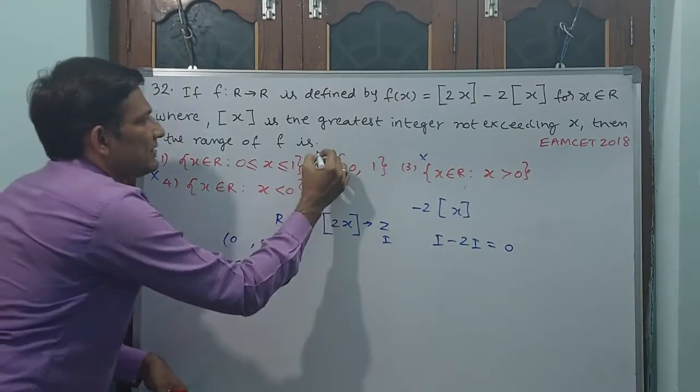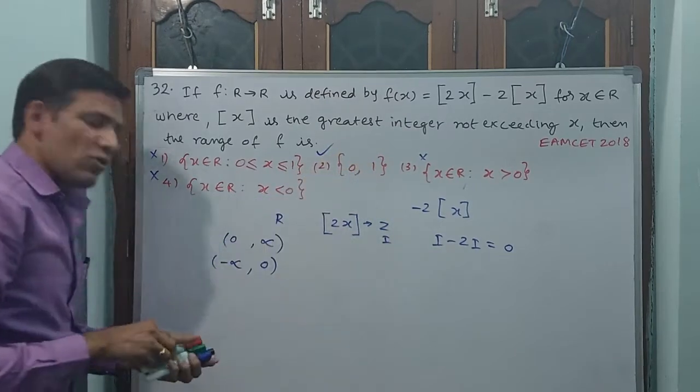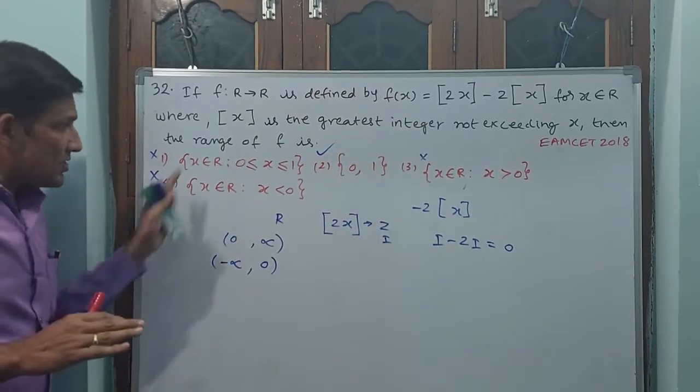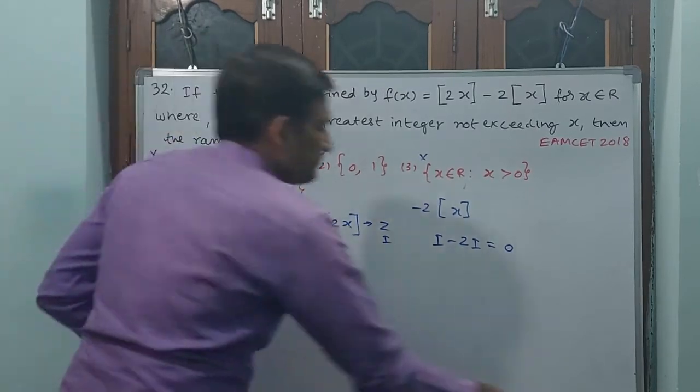What else? That's all. Because only 0 and 1 are appearing. But logically this is the answer. As per procedure also we will see.